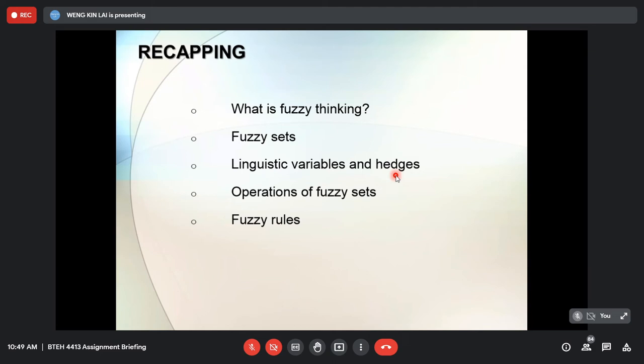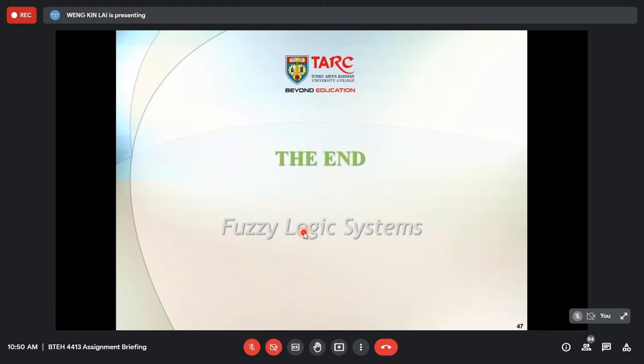Then we looked at how fuzzy sets operate, by containment and by union. Union will be maximum, and intersection will be minimum. And then we looked at how we use fuzzy rules. In the next lecture, we'll talk more about this, and how we can actually use it in your fuzzy expert systems. Okay, so we've just nicely completed on time.